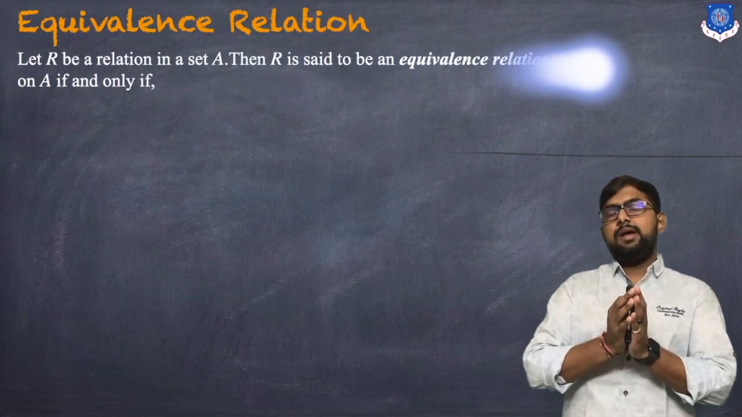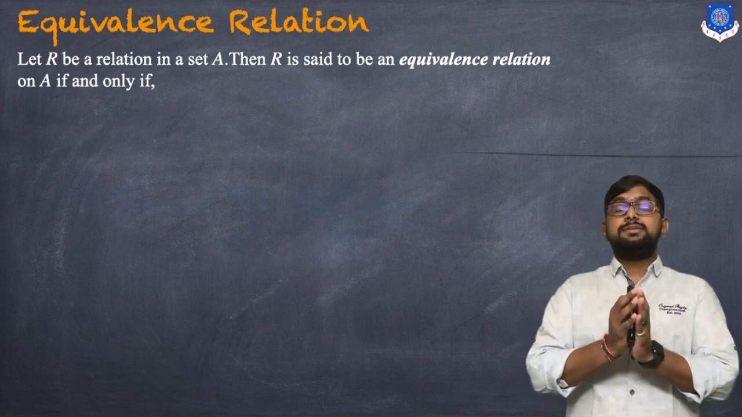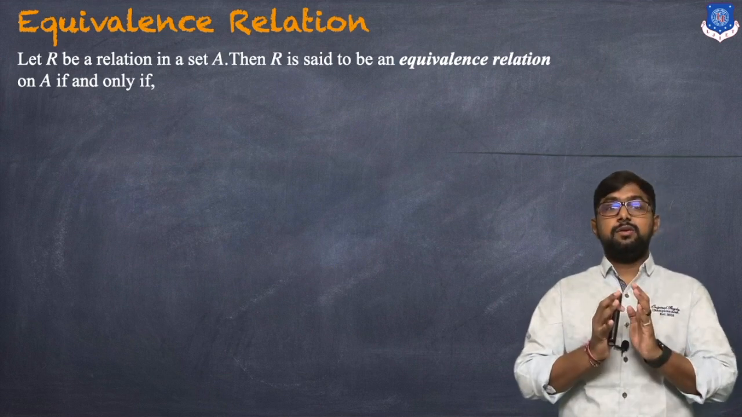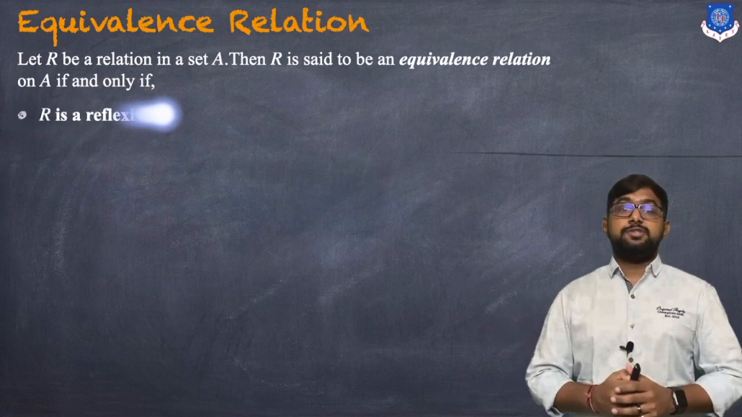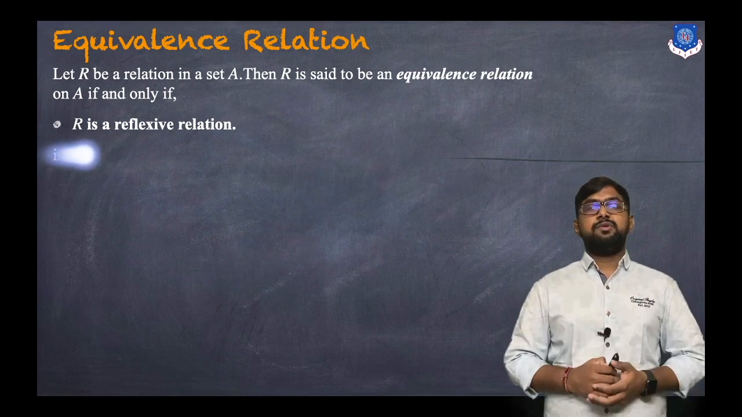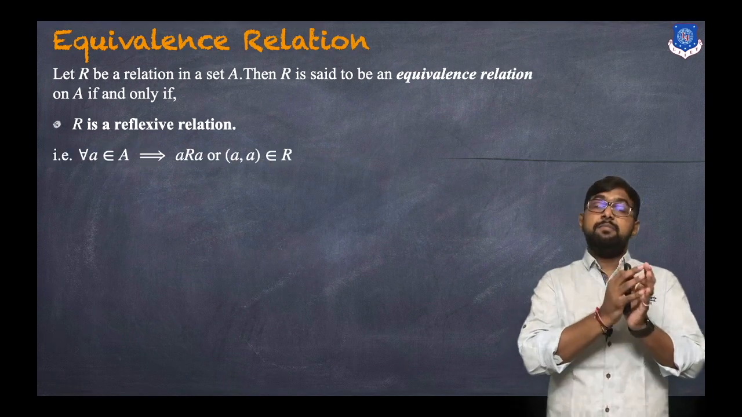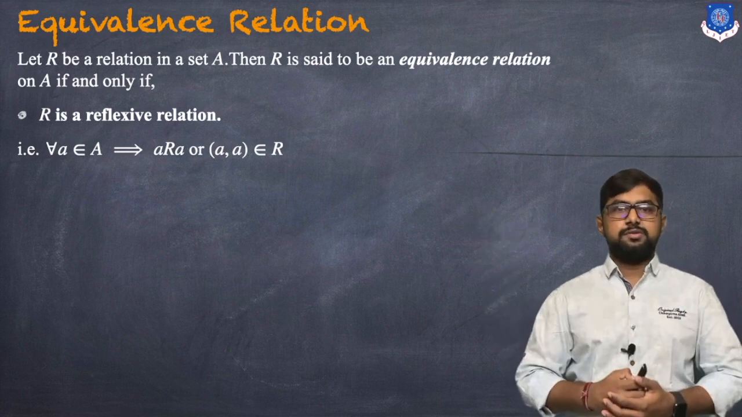Let capital R be a relation in a set A. Then capital R is said to be an equivalence relation on the set A if and only if, first, R is a reflexive relation. We all know what a reflexive relation is. That is, for every a belonging to A, a is related to a. So that is a reflexive relation.